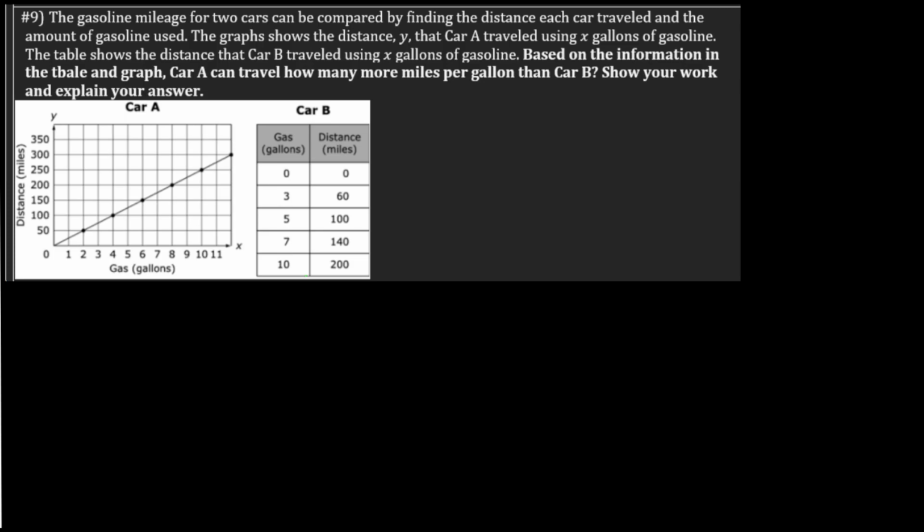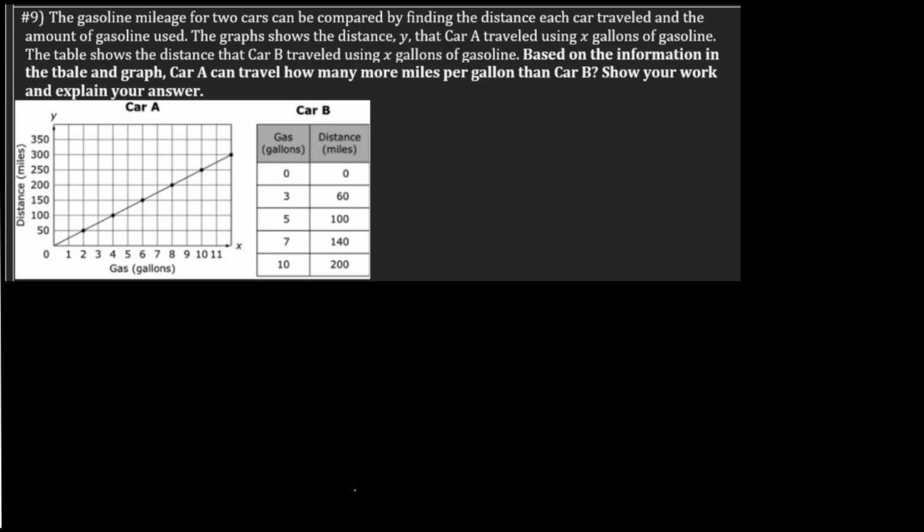For number 9, it says the gas mileage for 2 cars can be compared by finding the distance each car traveled and the amount of gasoline used. The graph shows the distance, y, that car A traveled using x gallons of gasoline. The table shows the distance that car B traveled using x gallons of gasoline. So we have both x and y values matching up, and based on the information in the table and the graph, car A can travel how many more miles per gallon than car B. Show your work and explain your answer.